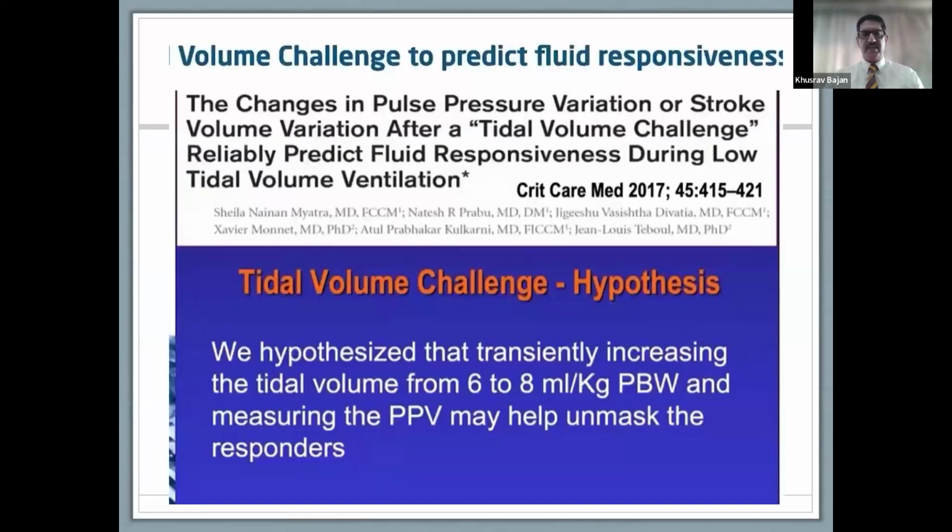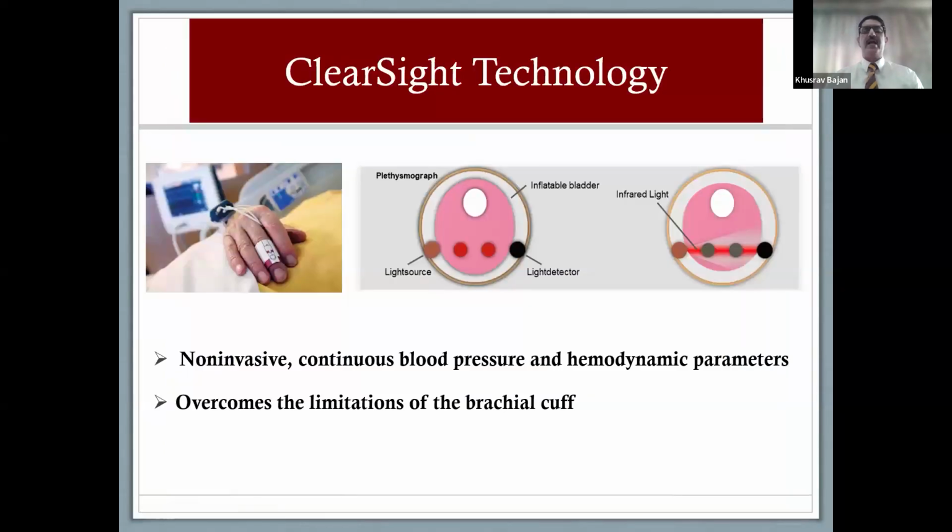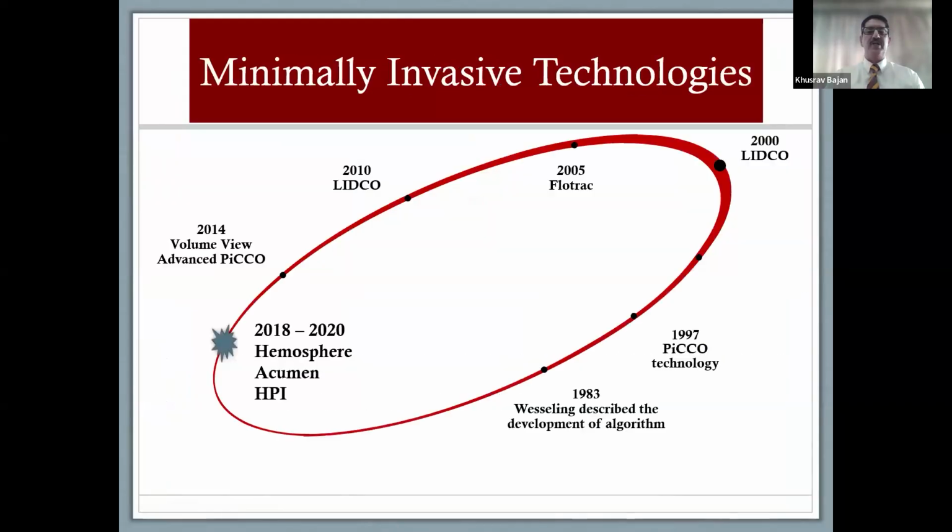And here, basically, we hypothesize that if the tidal volume is 6 and now we made it 8 ml per kg predicted body weight, the PPV, which is the pulse pressure variation, may actually vary and help to unmask those who are fluid responsive. And this is a new technique. I have not yet used it, but it's available, and it is called ClearSight technology, in which you just put it around the index or the middle finger, and this will tell you the compliance, etc.